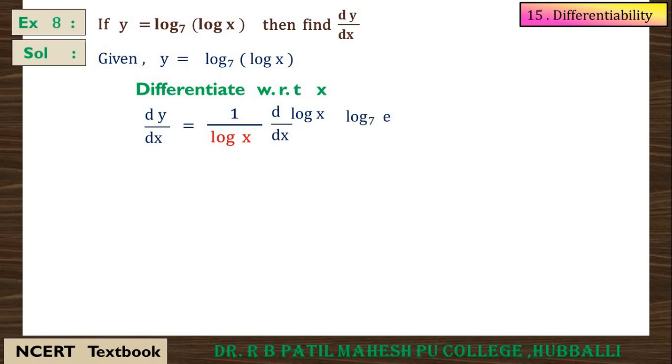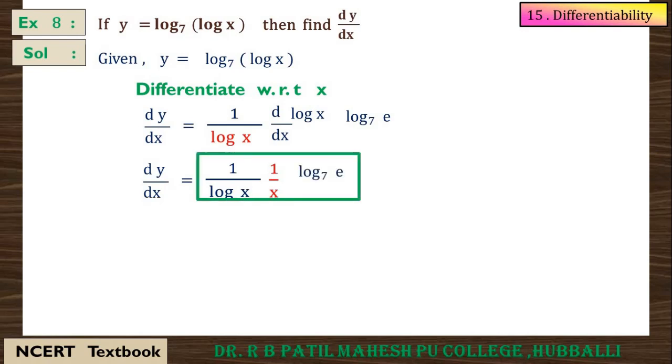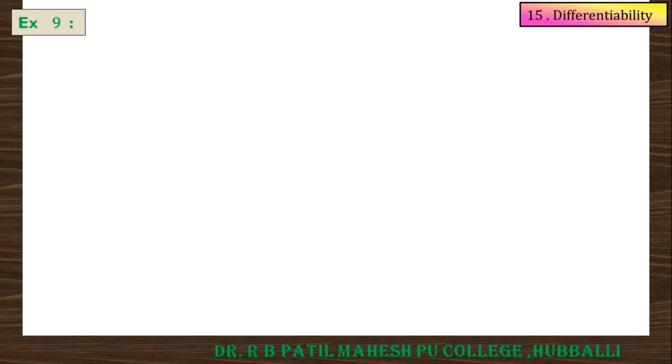That means the change of base formula is not required. Directly you can write the derivative. So dy by dx is equal to 1 upon log x as it is, the derivative of log x is 1 by x, and log e to the base 7 as it is. So this is the derivative answer. Let me take one more example.